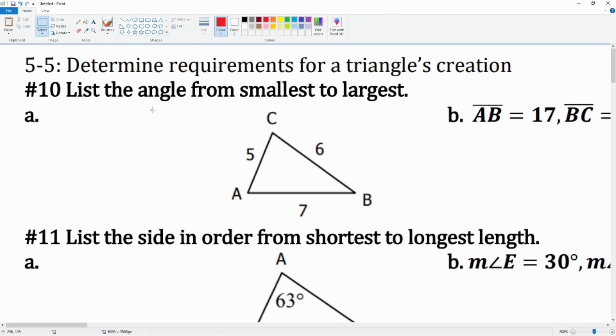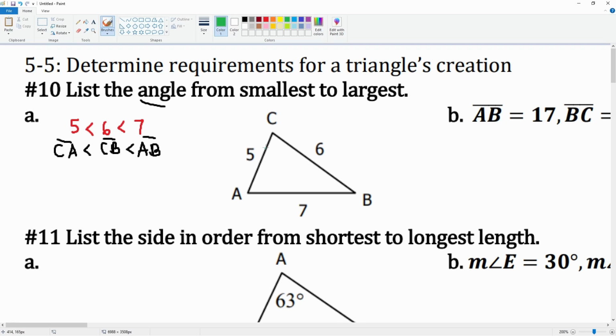So let's put that in order. We have 5, which is going to be less than 6, which is going to be less than 7. Now just write its corresponding side. So 5 is CA, is less than 6 is CB, which is less than AB, okay? Now you want to get its angle equivalent, okay?